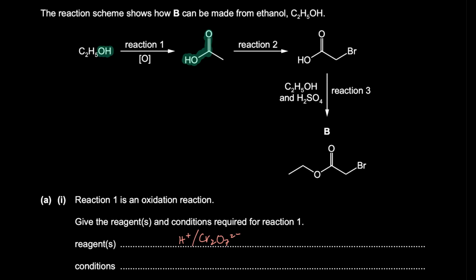And what are the conditions? For this particular reaction, you can't just say heat. You have to specifically say heat under reflux. What if I heated and distilled the product? For a primary alcohol, if I heat and distill with dichromate, I make an aldehyde. If I heat under reflux, I make a carboxylic acid. So here you have to specify heat under reflux.